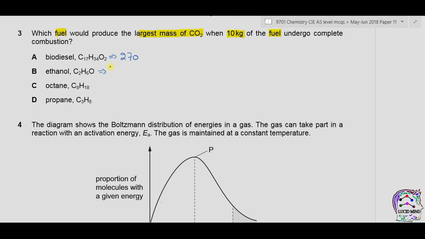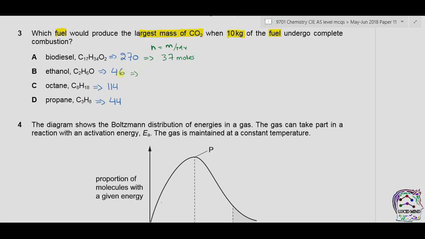For C2H6O, the molecular mass is equal to 46. For C8H18, it is equal to 114. While for C3H8, it is equal to 44. Let's find the number of moles. Moles is equal to mass divided by molecular mass. As mass is given as 10 kg, so the molecular mass is 270. The number of moles for biodiesel comes equal to 37 moles.